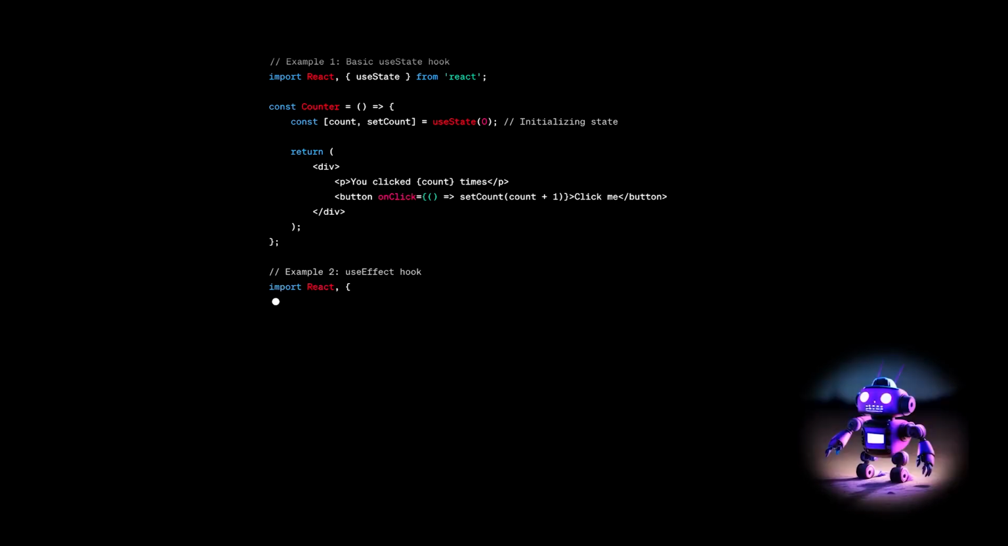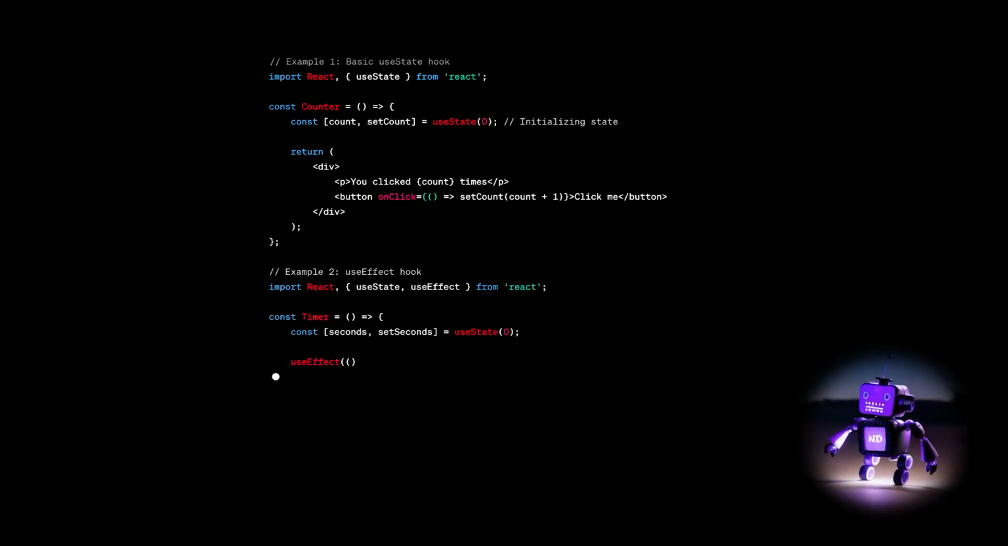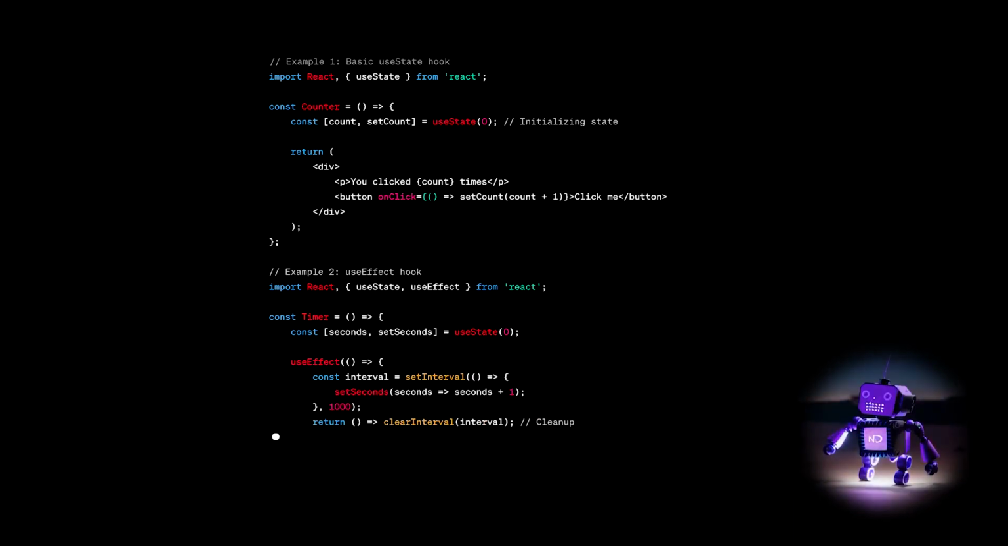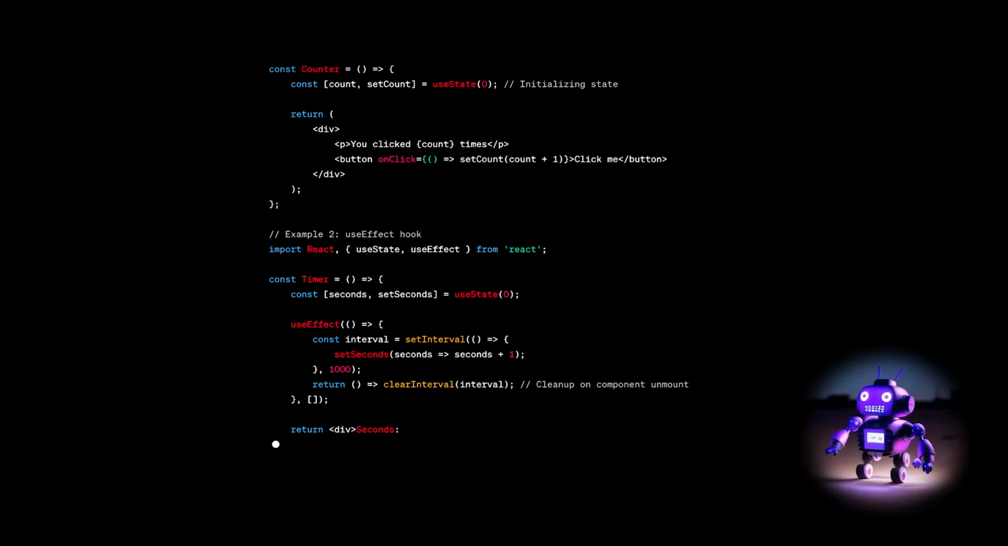Example 2 delves into the useEffect hook. useEffect lets you perform side effects in function components, akin to lifecycle methods in class components. In this timer component, we create a state variable seconds to store the timer value. useEffect is used to set up an interval that updates the seconds state every second. The cleanup function, which clears the interval, is returned from the useEffect to prevent memory leaks when the component unmounts.